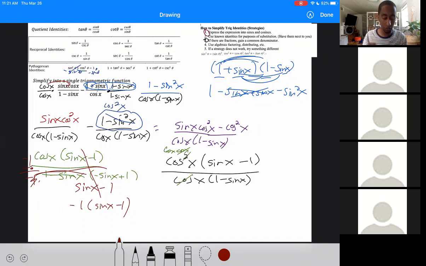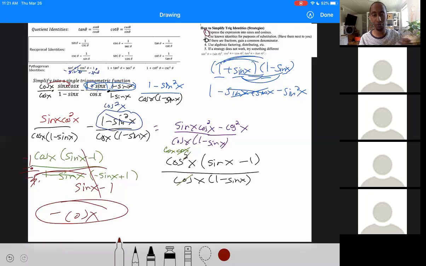Very good. So then what we end up with is negative cosine of x. Beautiful. That's what all of that is equal to. And that's how you would simplify it. Get rid of the fractions, use the trig identities in a problem. Told y'all the lesson would be fun for today. Any questions?